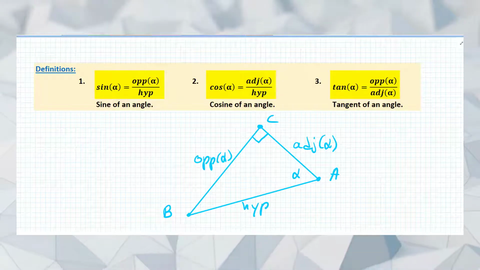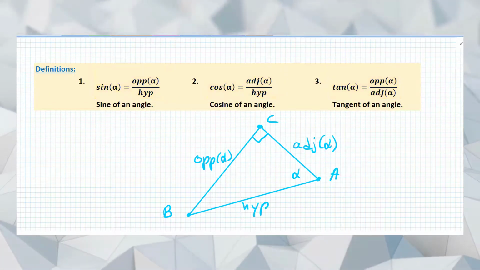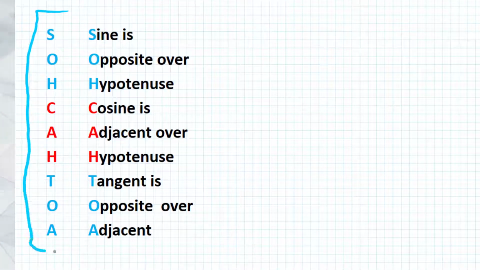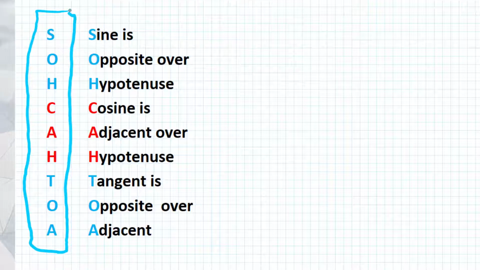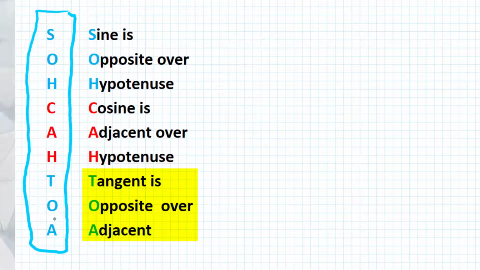There is a mnemonic that students have often used to remember them. It's SOHCAHTOA. Let's go over it. To use this mnemonic, it is fundamental that you know how to spell the word SOHCAHTOA. SOHCAHTOA means sine is the opposite over the hypotenuse, SOH. Cosine is the adjacent over the hypotenuse, CAH. And tangent is the opposite over the adjacent, TOA.